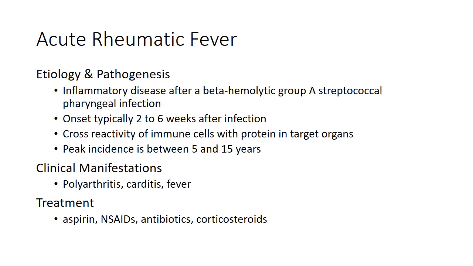Acute rheumatic fever is an inflammatory disease that comes about after a kid, between the ages of 5 and 15, has had a beta hemolytic group A streptococcal pharyngeal infection. It's a mouthful, but what we're talking about is kids who have had scarlet fever or impetigo, a couple of different examples of these types of infections. So anyway, the infection clears up. About 2 to 6 weeks later, there is this cross reaction that happens in their body between the streptococcal antigens and the proteins in target organs like the joints, the heart, skin, and nervous system.